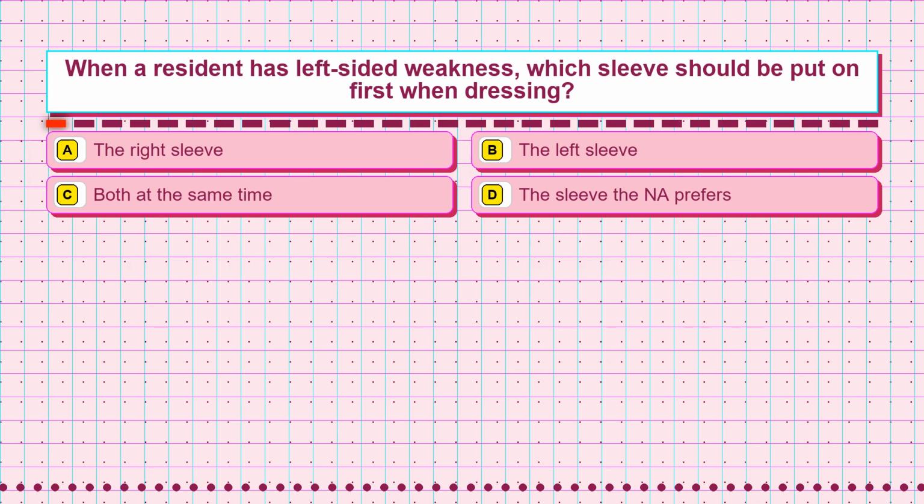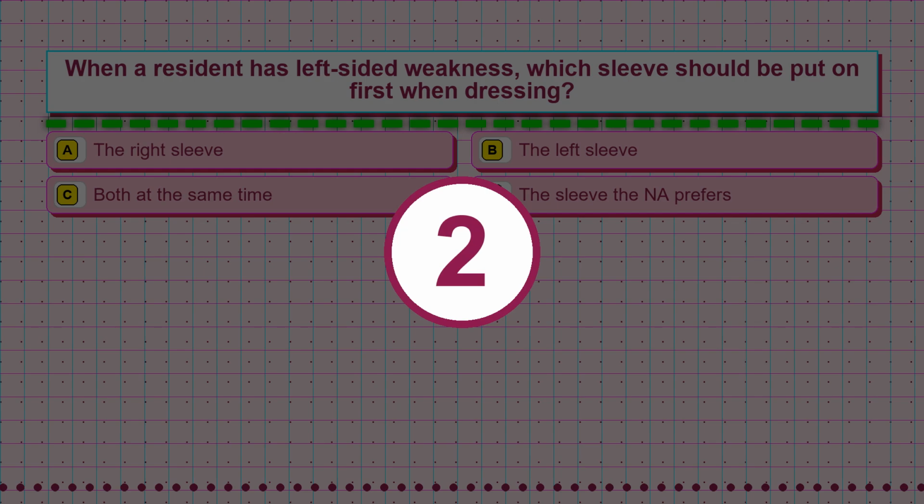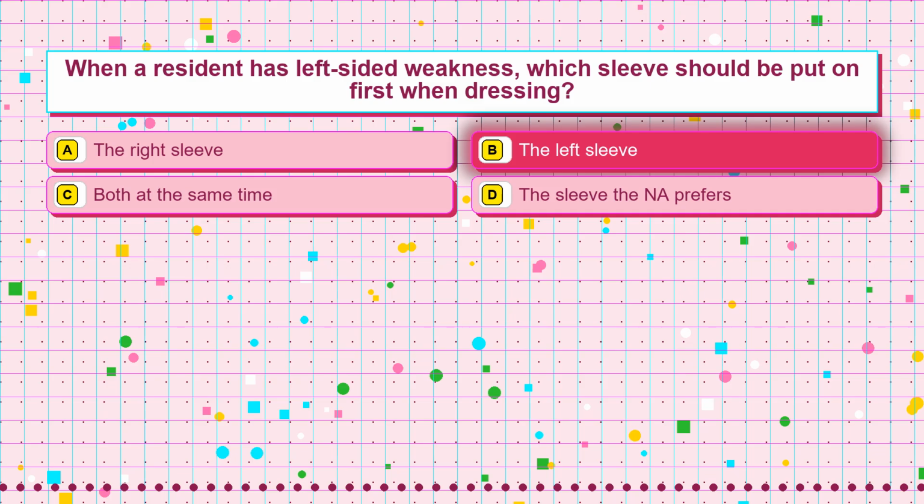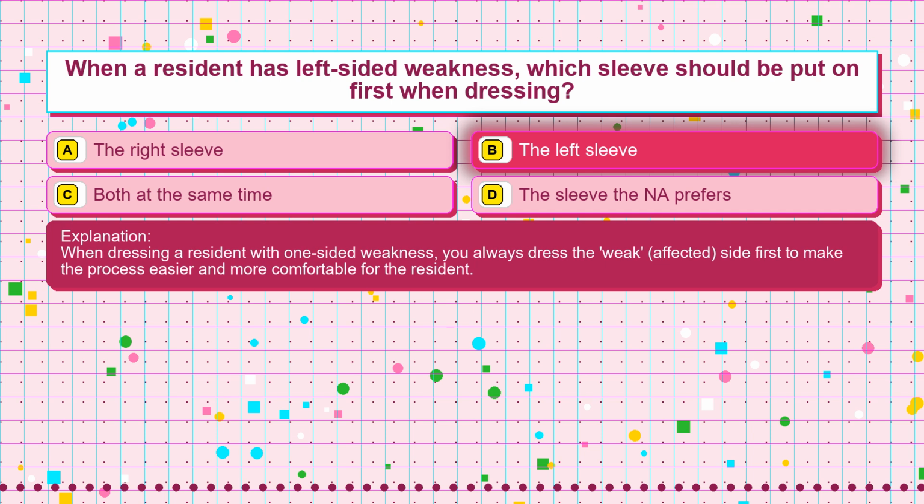Question 78. When a resident has left-sided weakness, which sleeve should be put on first when dressing? Option A, the right sleeve. Option B, the left sleeve. Option C, both at the same time. Option D, the sleeve the NA prefers. The correct answer is option B, the left sleeve. When dressing a resident with one-sided weakness, you always dress the weak affected side first to make the process easier and more comfortable for the resident.